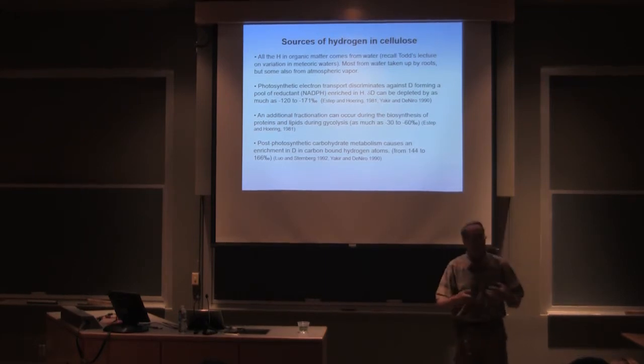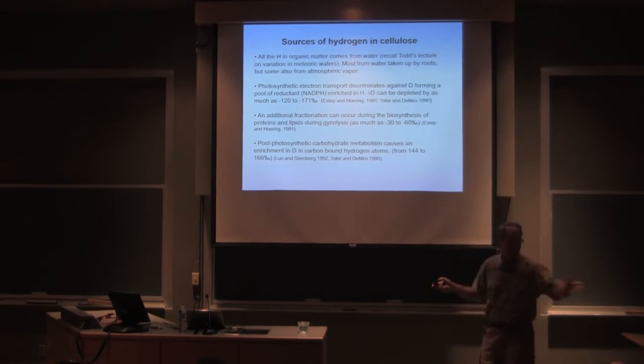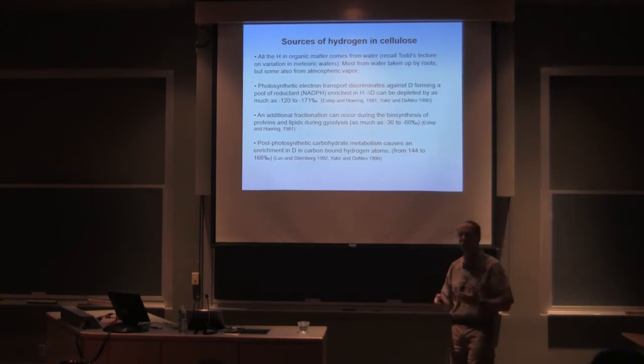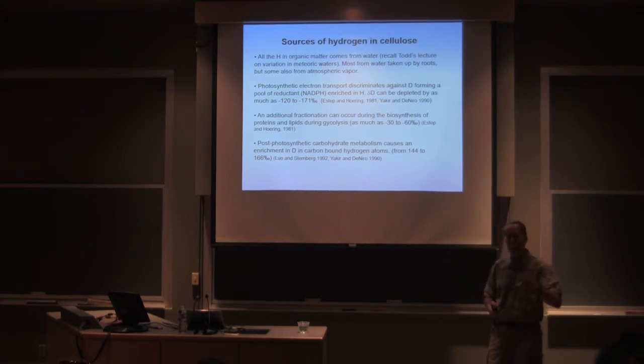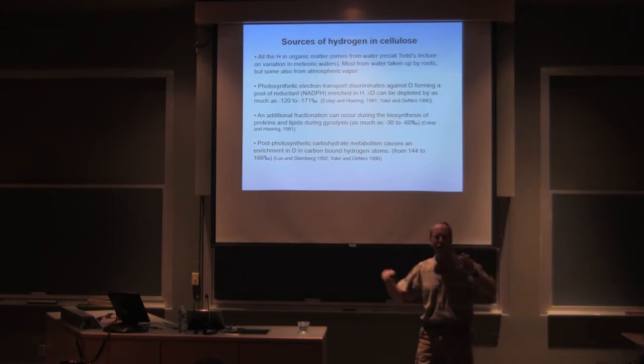Once you've made the basic sugar from photosynthesis, other things can happen to it. If you send it through glycolysis and lipids, there's a further fractionation, -30 to -60 per mil for deuterium. So there are other things. But what I'm interested in talking about today is what we call post-photosynthetic carbohydrate metabolism, taking that simple sugar and making cellulose out of it.